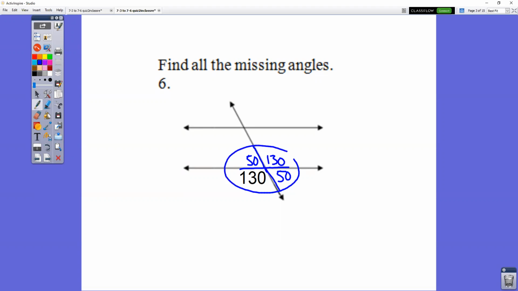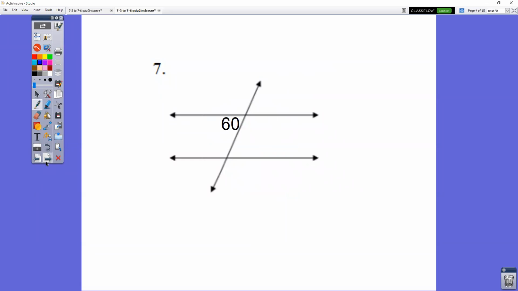Remember that your bottom half set is the same exact pattern as your upper half set. So across the top, we have 50 and 130. Across the bottom, we have 130 and 50. So you'll have to fill in all 7 missing angles. Go ahead and do another one just like that, please. This time you're given an angle of 60.